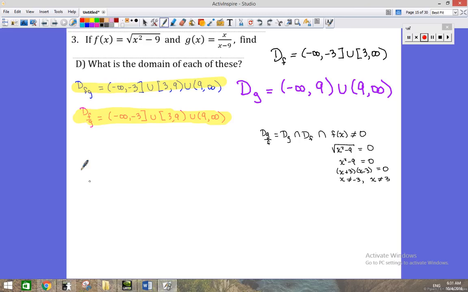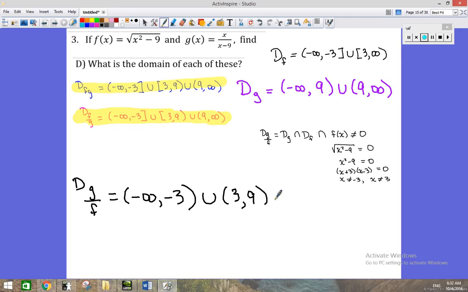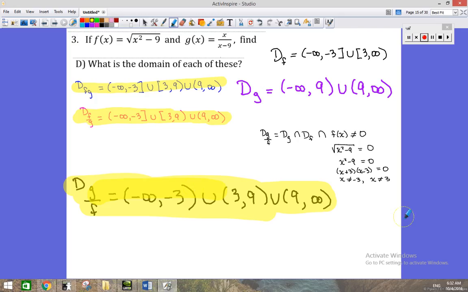So we want this answer, but we want to exclude the -3 and +3. So from negative infinity to -3 excluding -3, excluding +3, we also have to exclude 9, because that was part of the exclusion when we intersected the domains of f and g. So here's our final answer for the domain of C. Alright, so I believe that's all of problem number 3, and I hope that helps.